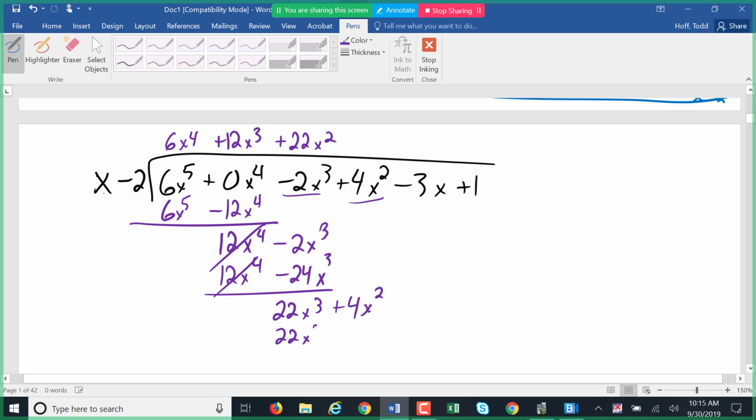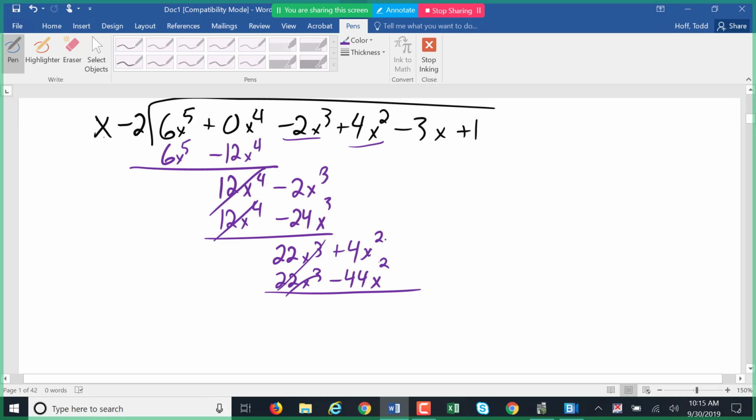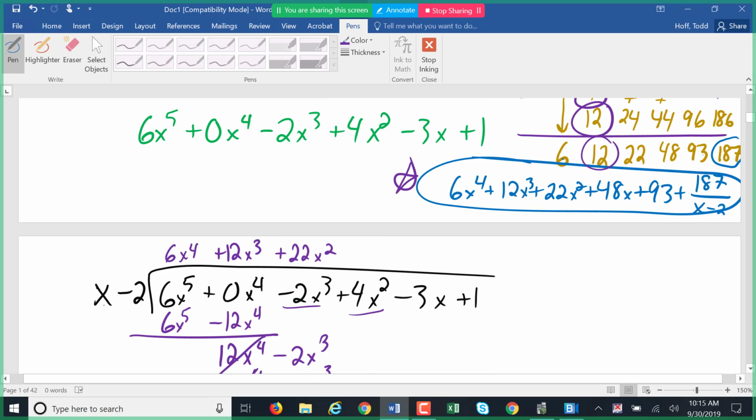Multiply it out. 22x squared times negative 2 is negative 44x squared. So again, we subtract, the x to the third cancels out. 4 minus a negative 44 is 48. You can see the numbers in the synthetic division are still adding up. They're matching up.